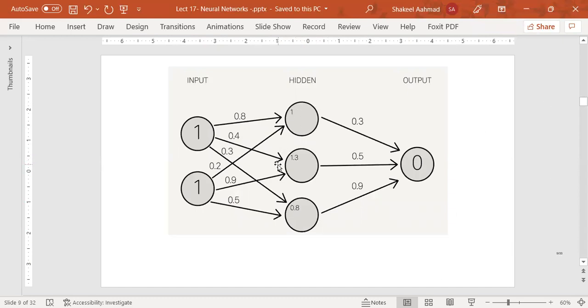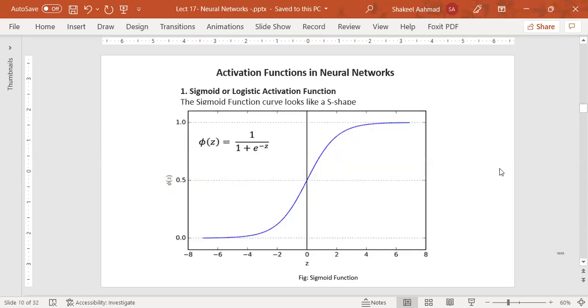After calculating these weight and input products, we can write them on the hidden layer. These are not the output of the input layer at the hidden layer. We have to apply the activation function.